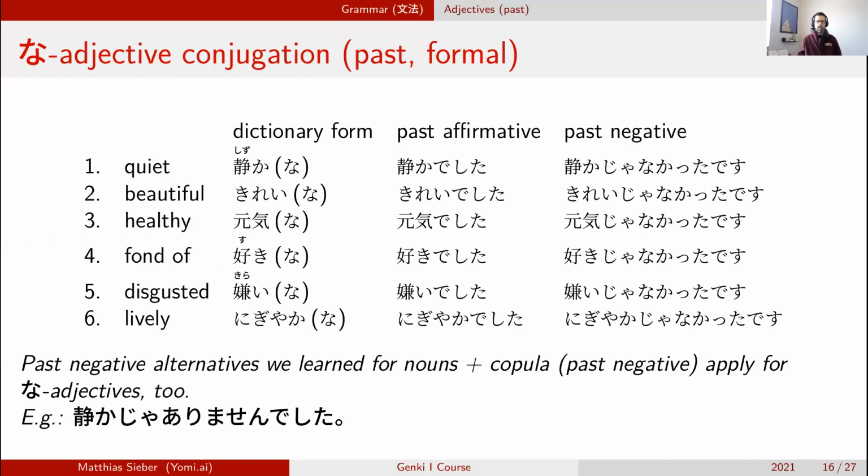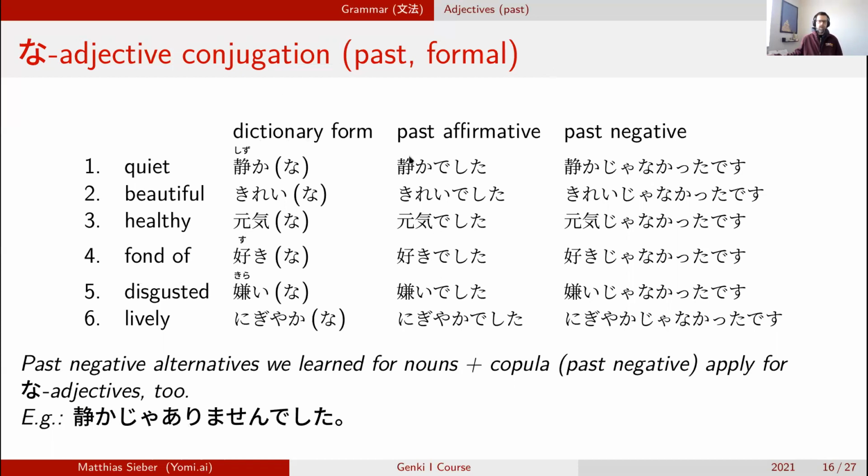So let's use the adjectives from our previous homework and, instead of the non-past, look at the past affirmative and past negative. We already know, based on our example from a long time ago, that Sasuke hated Itachi, right? Mukashi Sasuke-kun wa Itachi-san ga kirai deshita. He was disgusted, I guess. He hated him, right? Or dai kirai deshita.